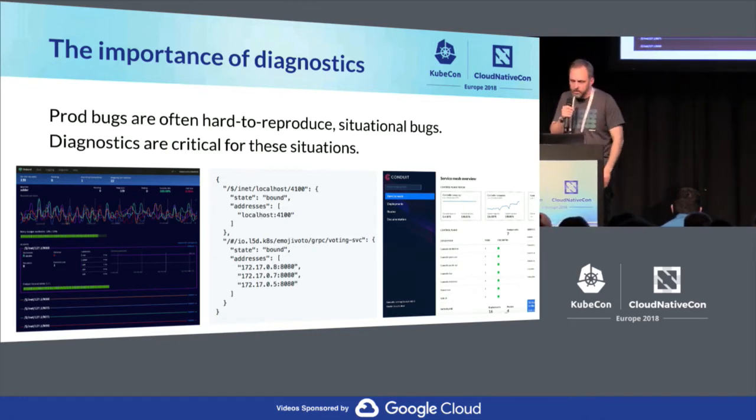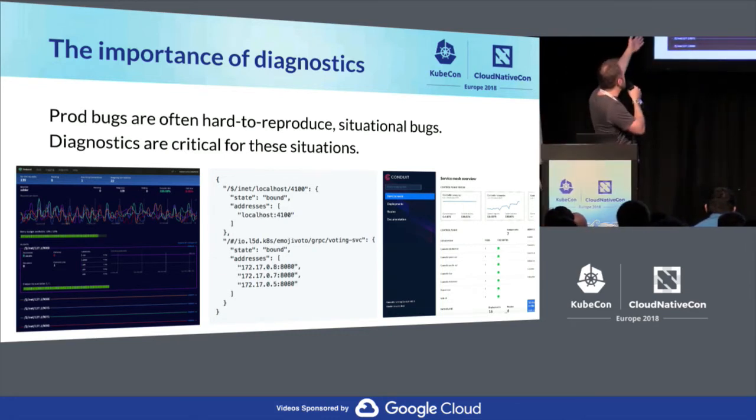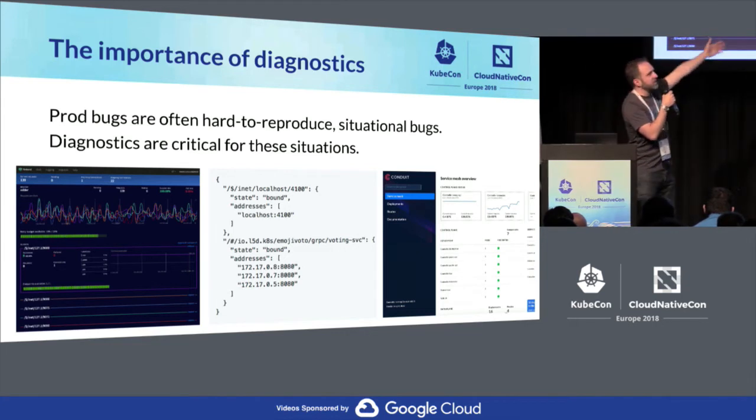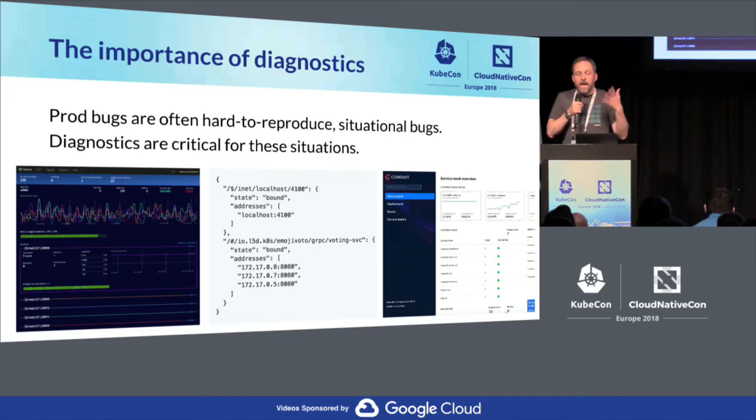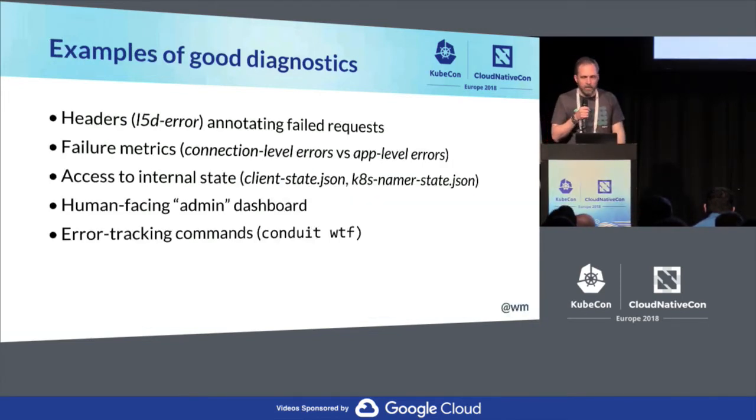So you need diagnostics. Here are some screenshots of the Linkerd admin dashboard, and some of the state dumping features, and Conduit has a dashboard that's just saying, hey, here are the different parts of the service mesh, and they're all working or not working. I've got a couple examples.